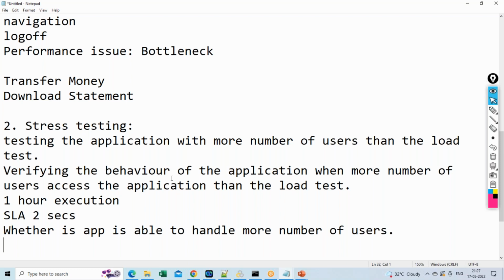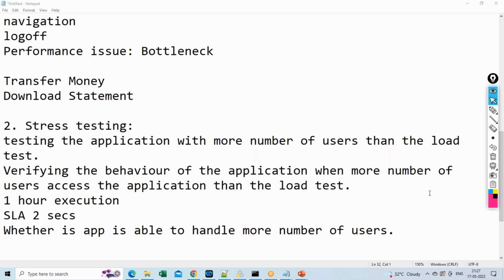So hope you guys understood what stress testing is. Any questions so far? Did you guys understand the difference between load test and stress test? I have a question. Yeah, tell me, Sindhu. I just looked at your ping.